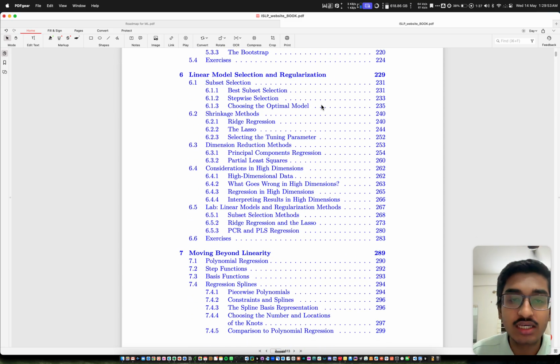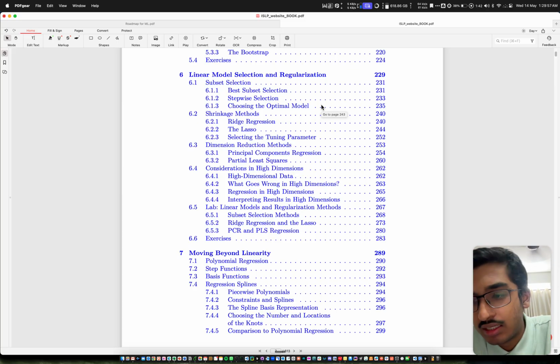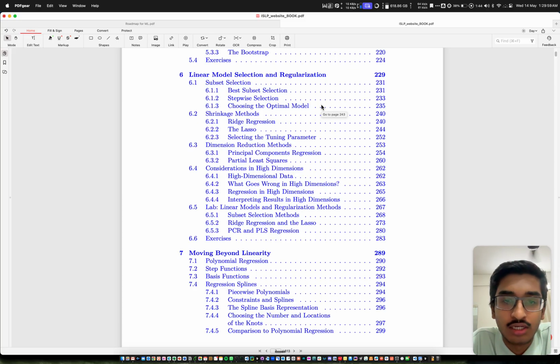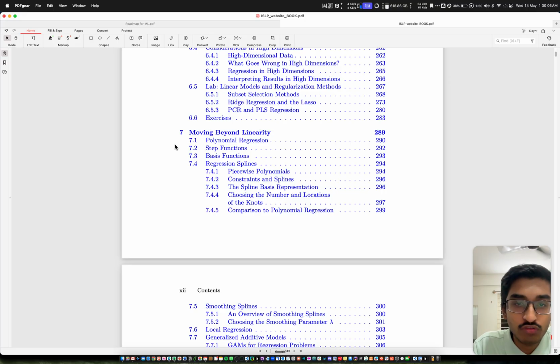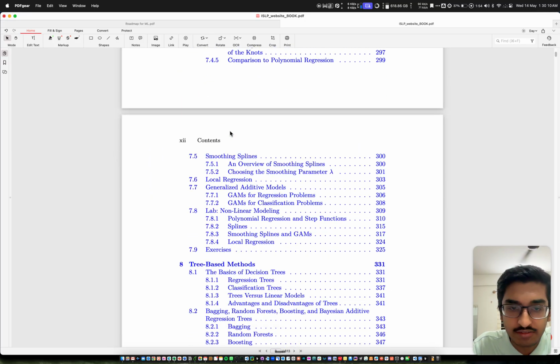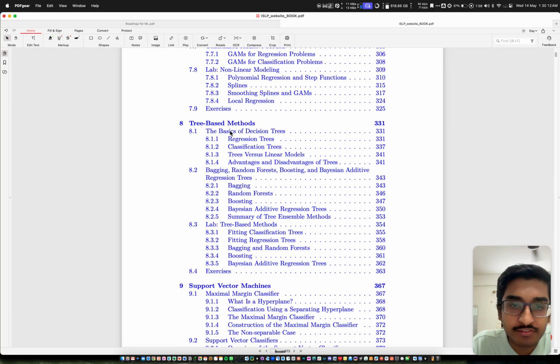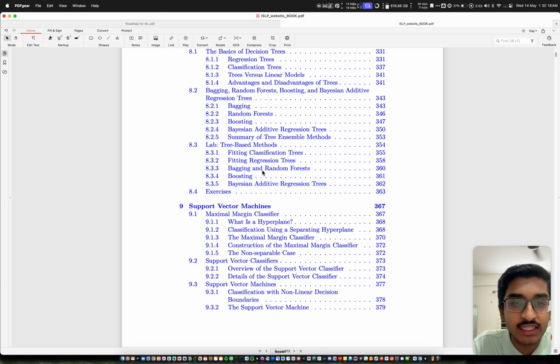After that comes basically regularization, and also linear model selection. So like lasso and L2 regularization and stuff like that. Ridge and lasso basically. Then comes moving beyond linearity, so polynomial regression, splines, and stuff like that. I have to read this chapter myself. Then tree-based methods: decision trees, regression trees, random forests, bagging, boosting, stuff like that.